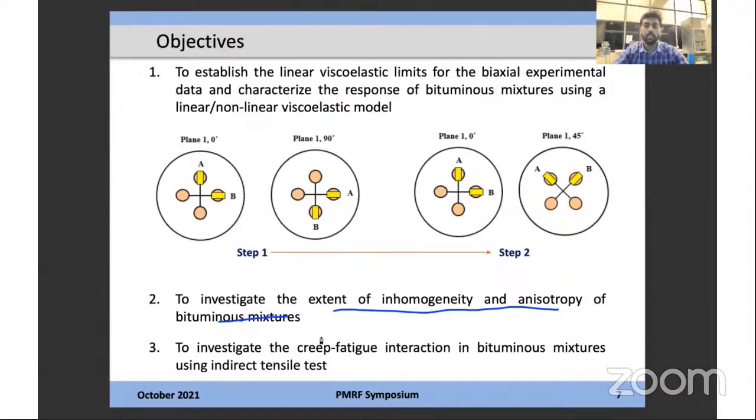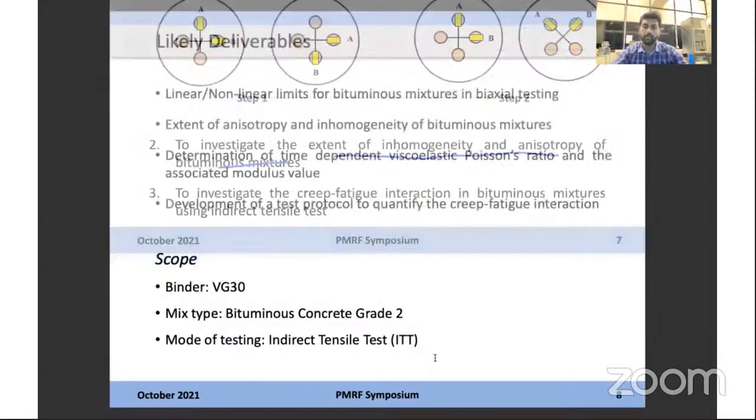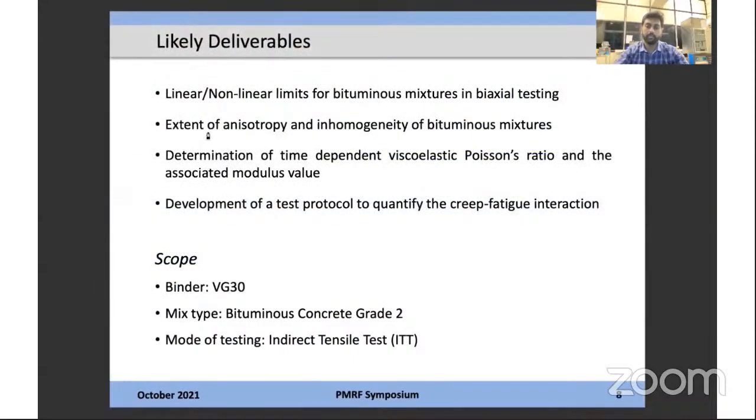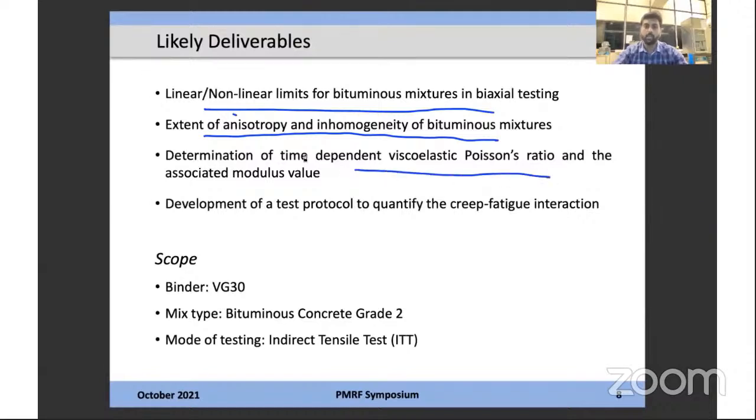Finally, an investigation into the creep fatigue interaction of bituminous mixtures can also be carried out. These are the likely deliverables, in which the nonlinear or linear limits of bituminous mixtures in biaxial testing can be estimated, and an investigation into the anisotropy and inhomogeneity of bituminous mixtures, and the time-dependent viscoelastic Poisson ratio and corresponding modulus value will be estimated. And finally, the development of a new test protocol to quantify the creep fatigue interaction.